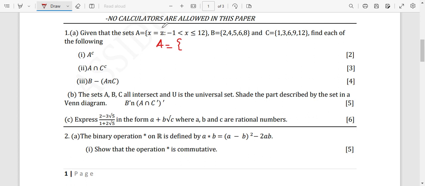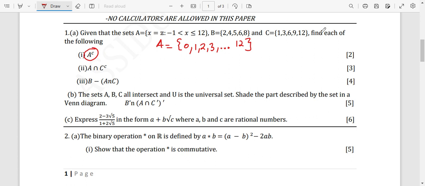We can list set A. This is not a set of real numbers, so you can't use an interval, or it will be complex. You can list these elements because they are integers, friends. Integers can be listed. So this set A is integers from -1 to 12, but you are not including -1. Let's start listing them: 0, like that up to 12. This is set A.